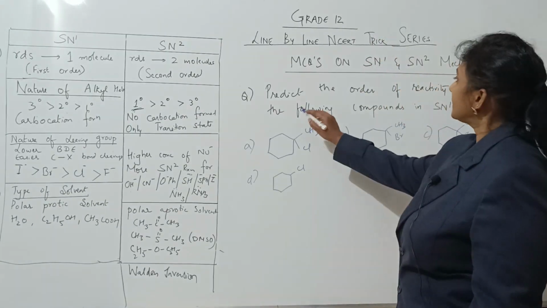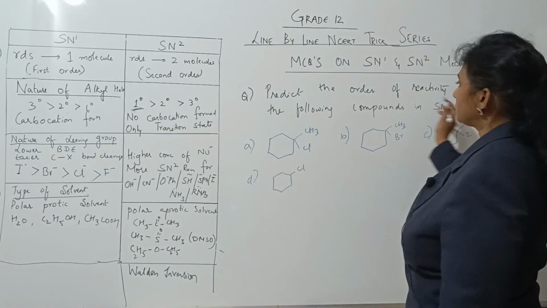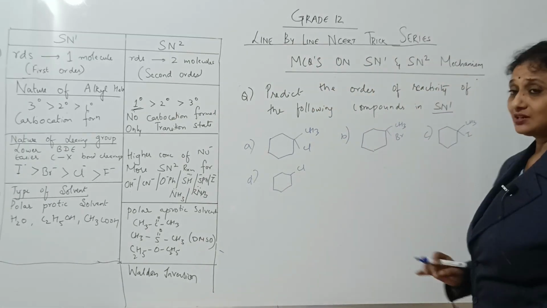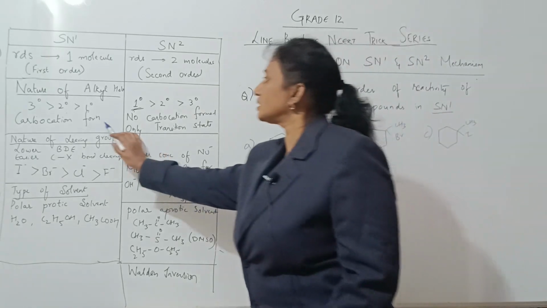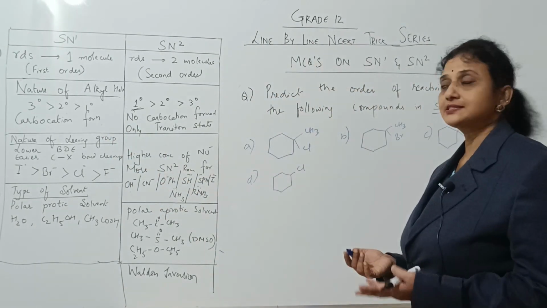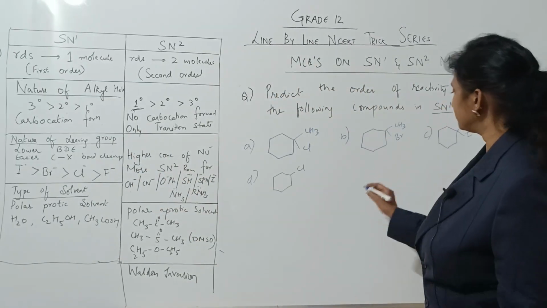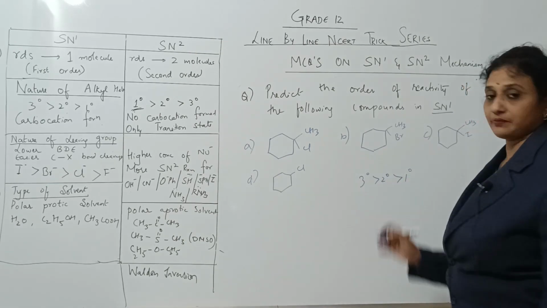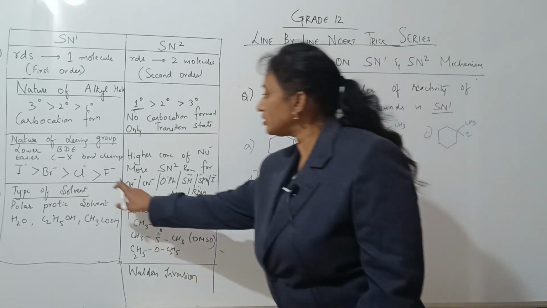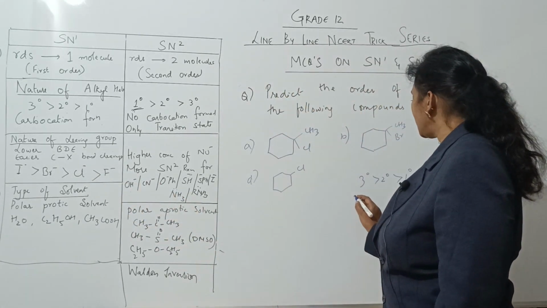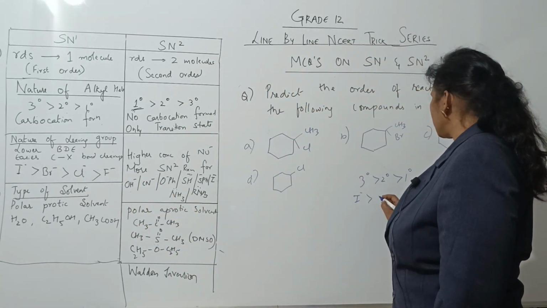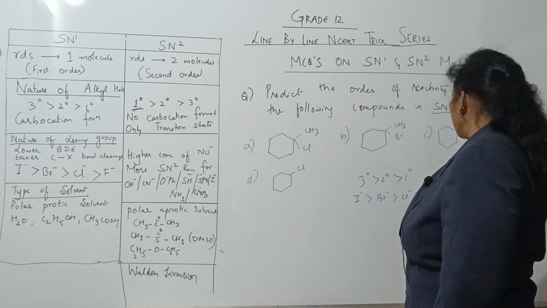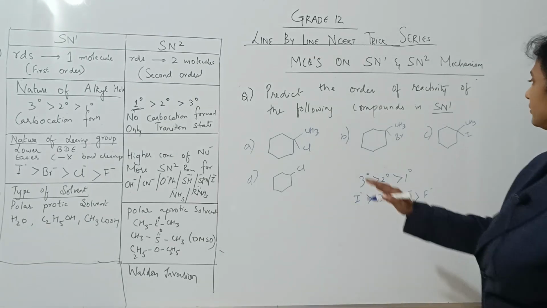Interesting question. Predict the order of reactivity of the following compounds in SN1. According to SN1 order, what is preferred? Tertiary, secondary and primary. Perfect. Let us write the order. Tertiary is more preferred than secondary, then more preferred than primary. Similarly, the preferred leaving group is I minus, more preferred than Br minus, more preferred than Cl minus, more preferred than F minus. Correct? Now let us see.